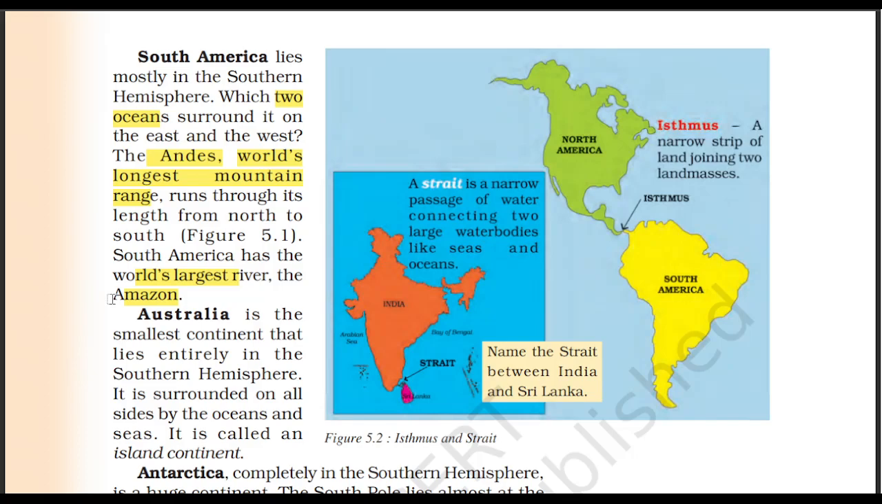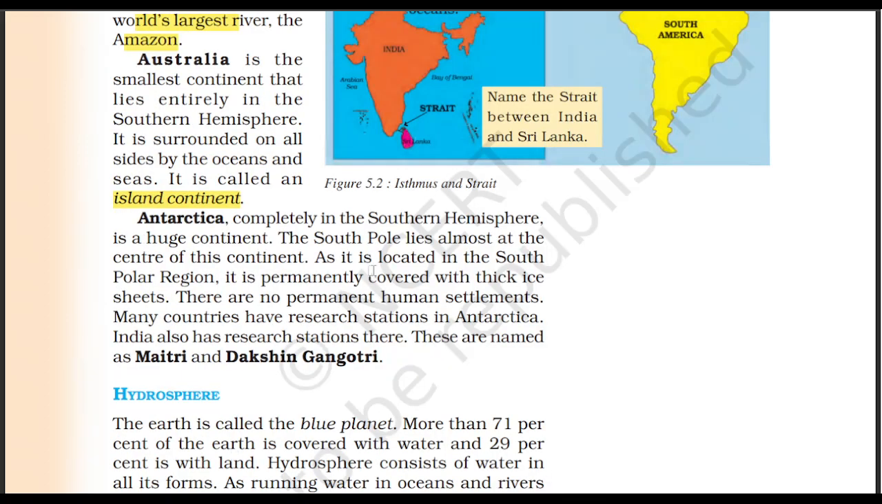Antarctica lies completely in the southern hemisphere and is a huge continent. The South Pole lies almost at the center of the continent. As it is close to the South Pole region, it is permanently covered with a thick ice sheet. There are no permanent human settlements. Many countries have research stations in Antarctica.